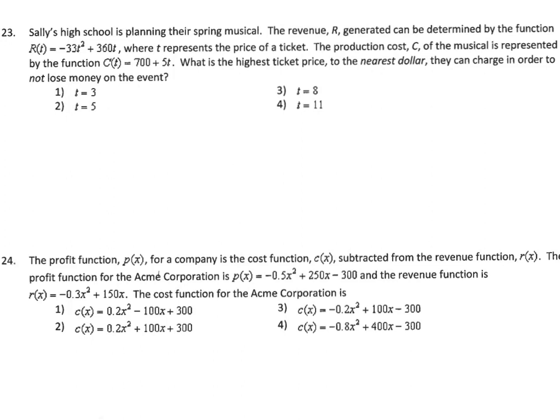Number 23, Sally's high school is planning their spring musical. The revenue R generated can be determined by this function right here, R of t, where t represents the price of a ticket. The production cost C of the musical is represented by the function C of t. What is the highest ticket price to the nearest dollar they can charge in order to not lose money?